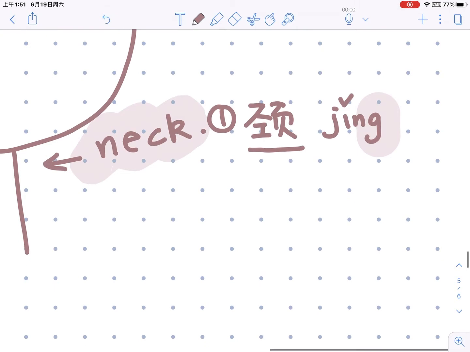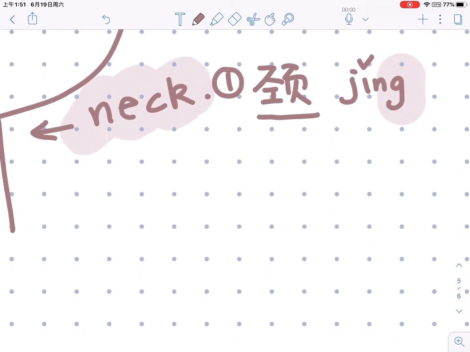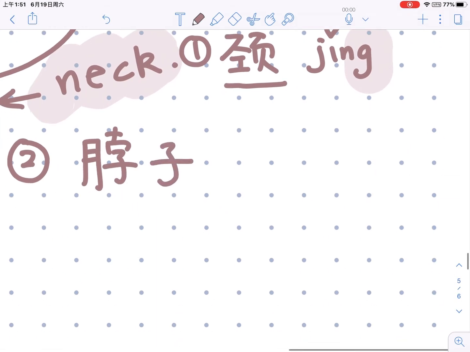But luckily, because that word is difficult to write and pronounce, we have another way to say neck in Chinese, and that way is much more commonly used in daily life. That is 脖子. I will write it down. It looks like this, and its pinyin is 脖子.